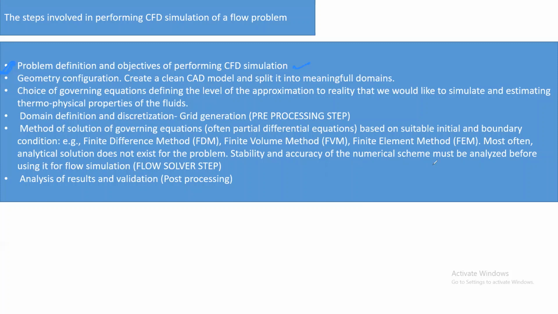Then you have to clean the geometry configuration. When you are creating the geometry, it should be clean. When I say clean, it means there should not be any error. When you move to ANSYS Print or Open form, at that time you will have a clearer idea of how to clean a geometry. Okay, and what do I mean by a clean CAD model?